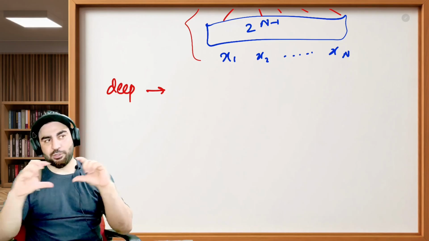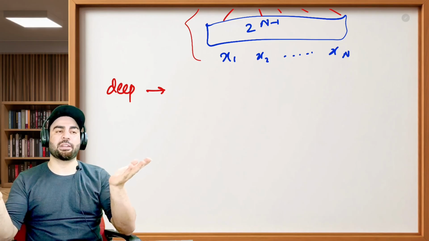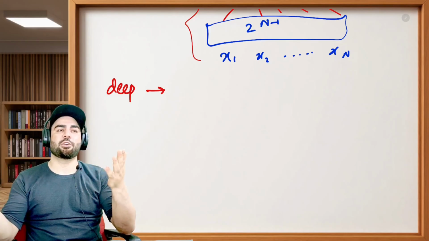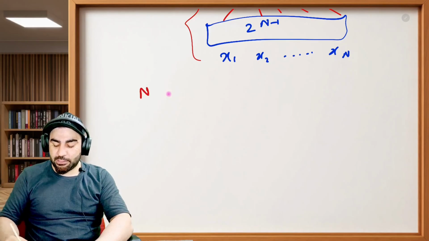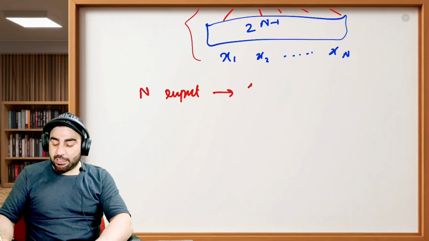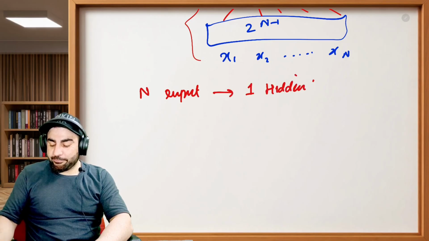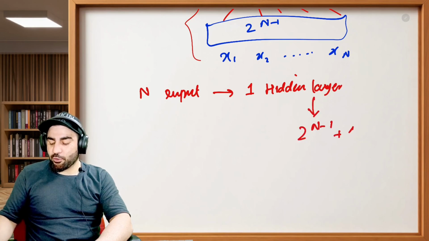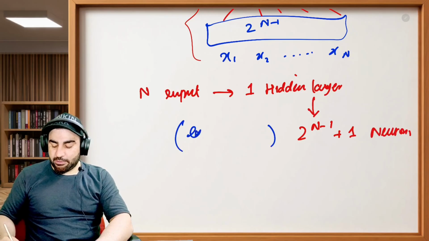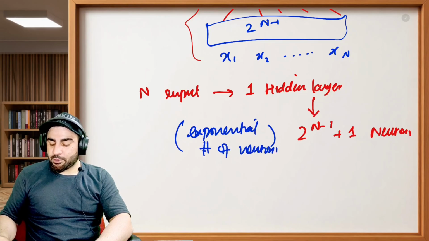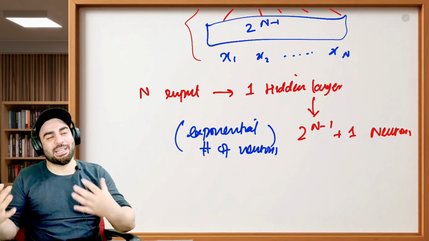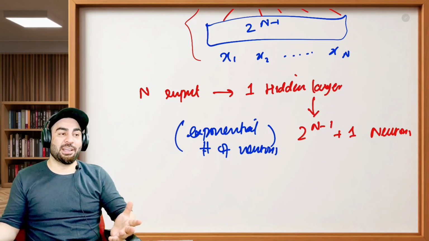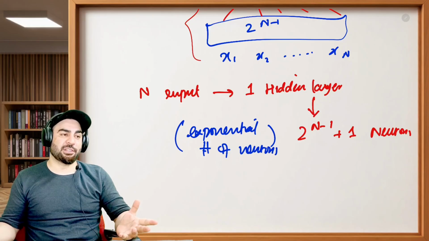We saw that with one hidden layer, for the XOR function, because we cannot reduce it, we have to use 2 to the power n minus 1 plus 1 neurons. That's an exponential number of neurons. So if you have n inputs and only one hidden layer, then you have to use 2 to the power n minus 1 plus 1 neurons, which is exponential. What is the problem with using an exponential number of neurons? The problem is that you have to implement this in hardware, and you have to use exponential computation. This is the problem.